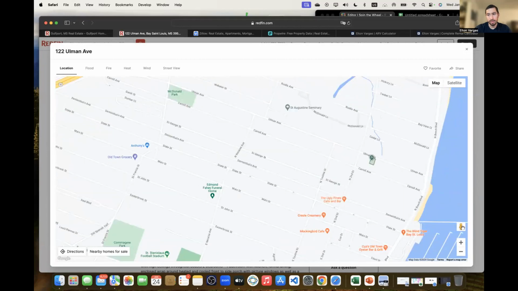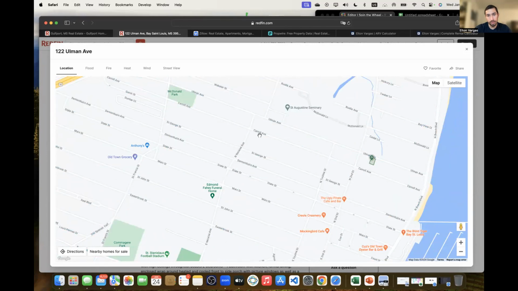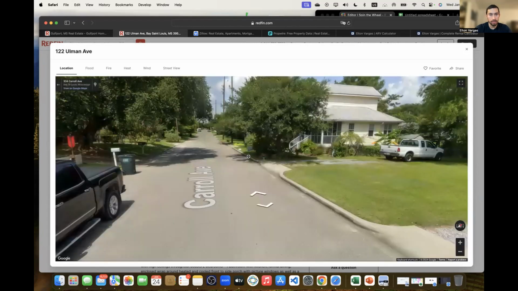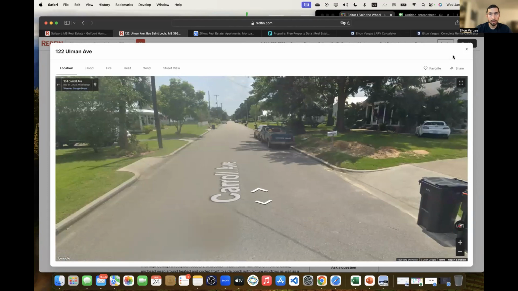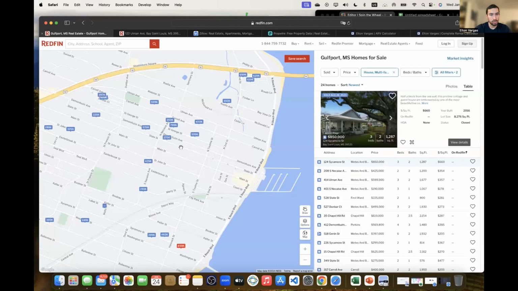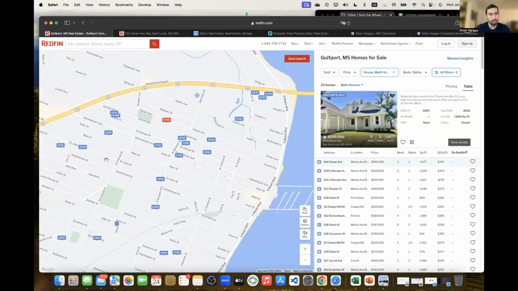Let me check out Carroll. Where's Carroll Avenue? It's right here. It's kind of behind the property. Carroll, same thing. So I think it's Main Street. I just want to draw a line maybe around Main Street, because Main Street is going to be that main road.